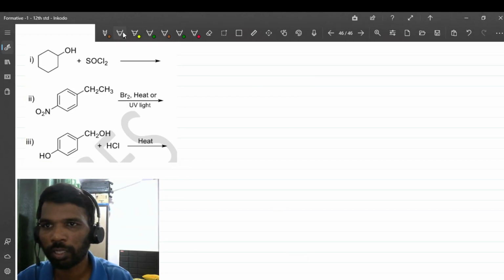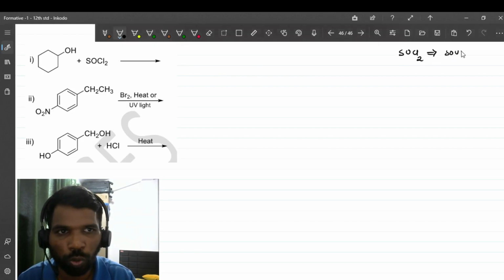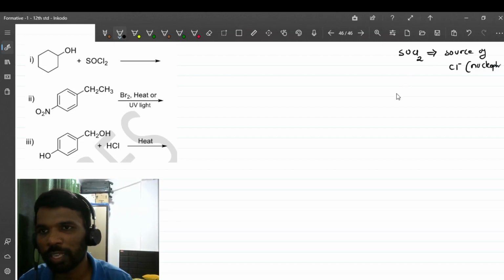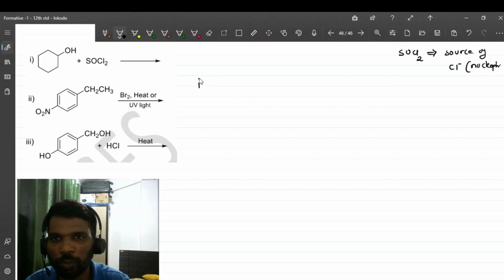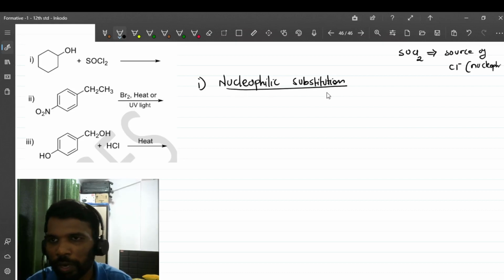First reaction, it is SOCl2. Whenever it is SOCl2, remember that it is a source of Cl minus. It is a nucleophile. So here nucleophilic substitution is going to take place. In the first question, nucleophilic substitution is going to take place. So the nucleophile is going to get substituted over here.